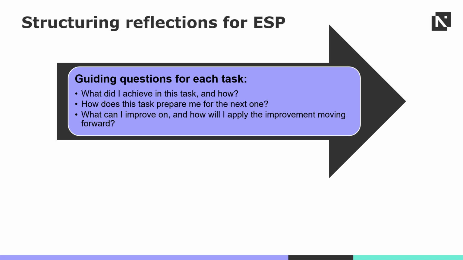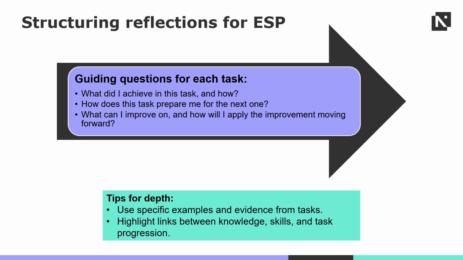So like earlier, it's highlighting what did they achieve in this task and how. How does this task prepare me for the next one? What can I improve on and how will I apply the improvement moving forward? Use specific examples and evidence from tasks. And students need to highlight the links between those core knowledge, skills and task progression.